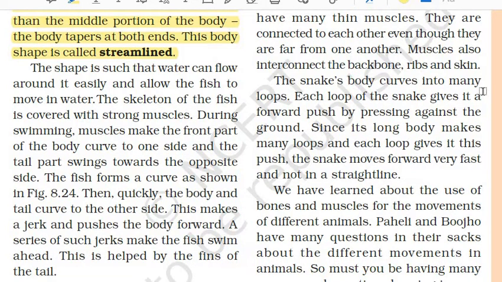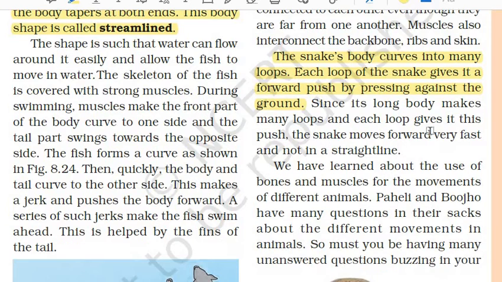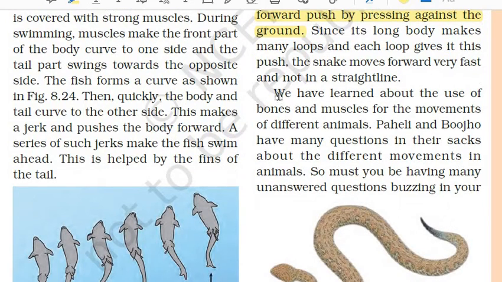The snake's body goes into many loops. With each loop, the snake gets a forward push by pressing against the ground. Since its long body makes many loops and each loop gives this push, the snake moves forward very fast, though not in a straight line.